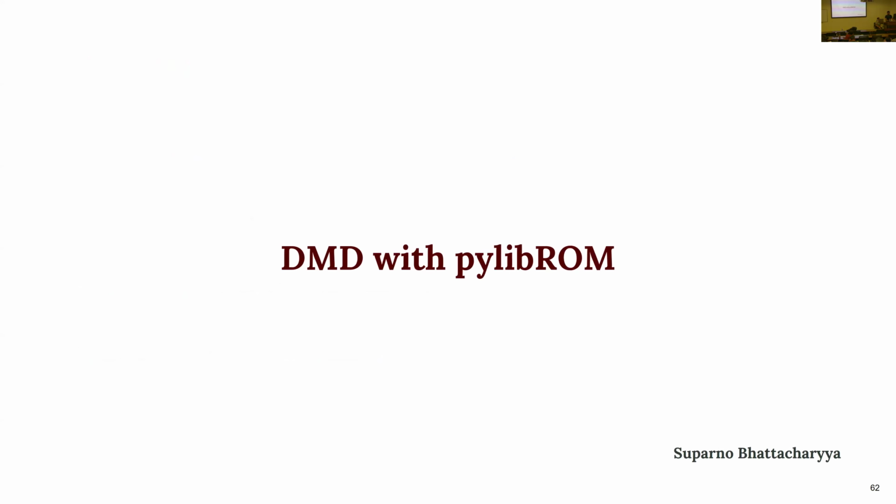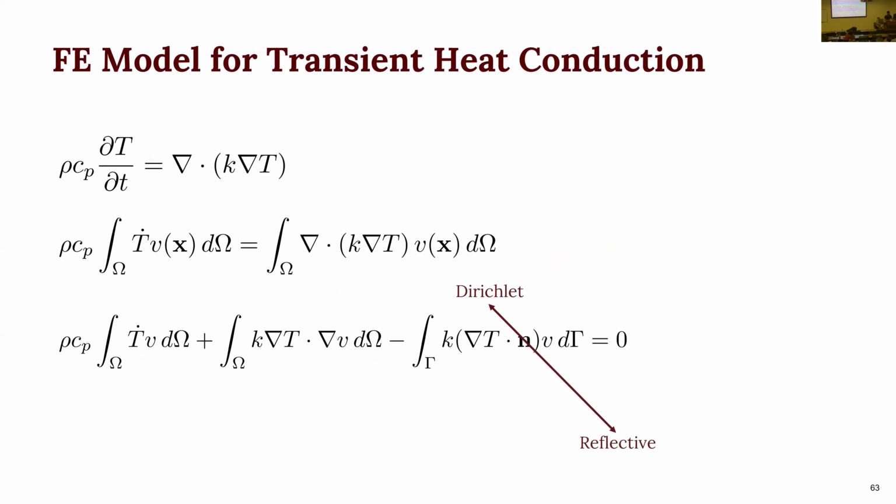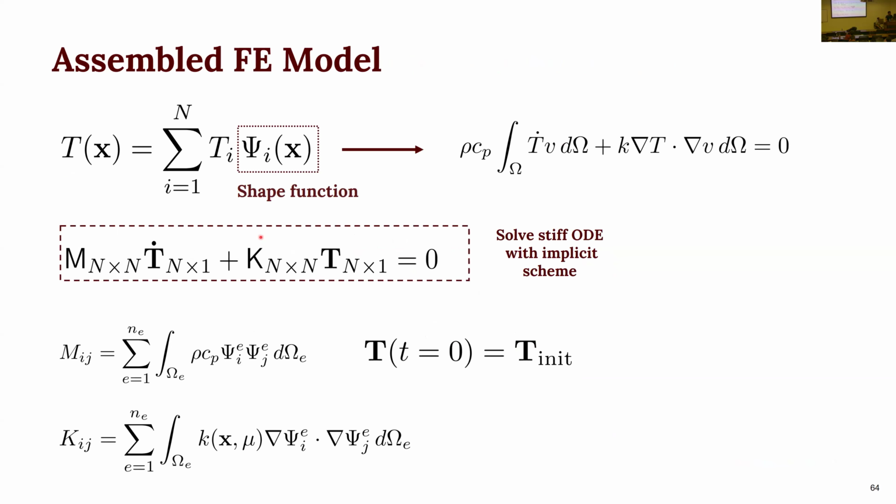And so let's look at DMD with pylibROM. So here, previously we had a steady state problem. Here we have a transient heat conduction problem, and the finite element formulation leads to an ODE instead of an algebraic equation, and it's a stiff ODE, so we have to use implicit schemes to solve this problem. So let's look at a very specific problem.